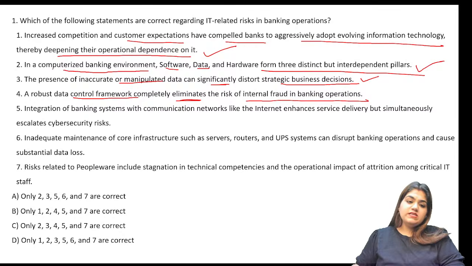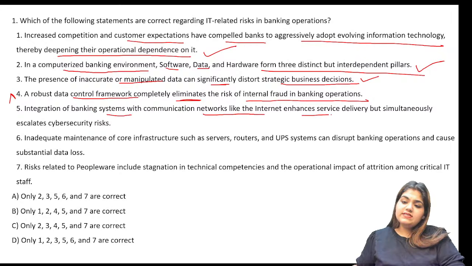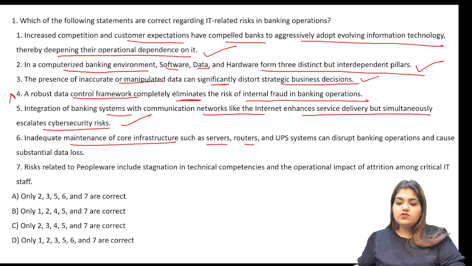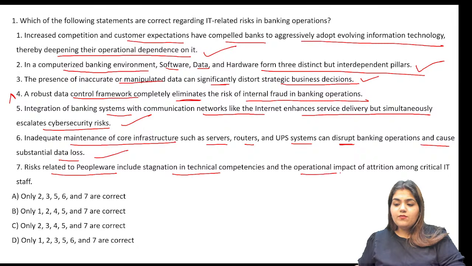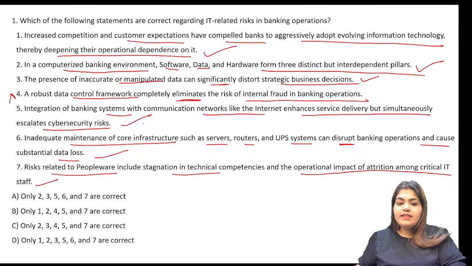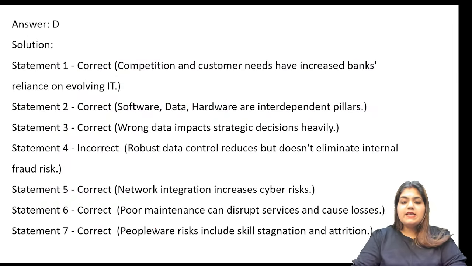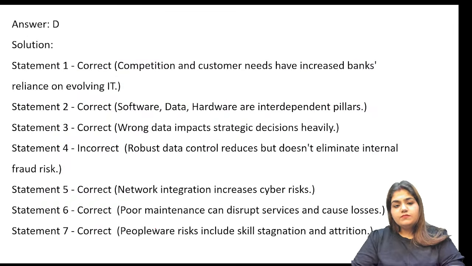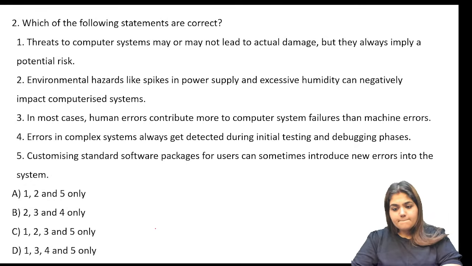Statement number 4 is incorrect. Integration of the banking system with communication networks like the internet enhanced services delivery but simultaneously escalates cyber risks. Yes. Inadequate maintenance of core infrastructure like servers, routers, UPS systems can disrupt banking operations and can cause data loss. Yes. Risks related to peopleware include stagnation in technology competency and operational impacts. Yes, it can. Everything except statement number 4 is correct. Wherever 4 is mentioned, let's eliminate that and then we'll get D as the correct answer. D is the correct answer. Next question. Perfect.